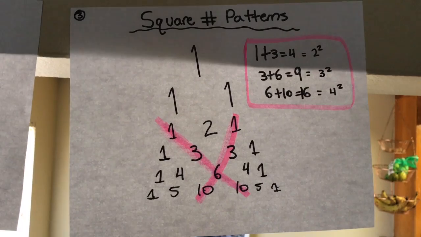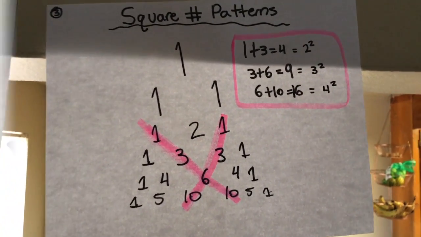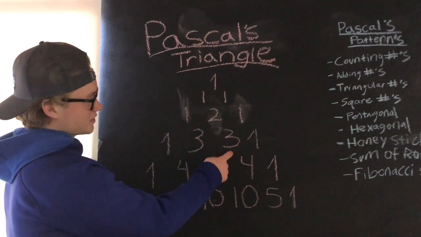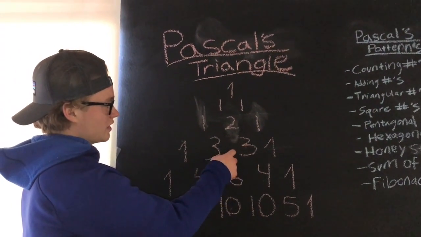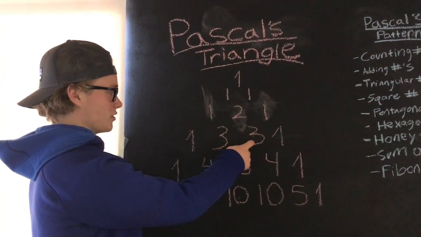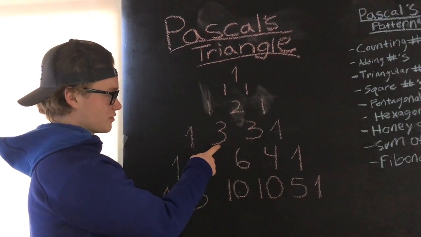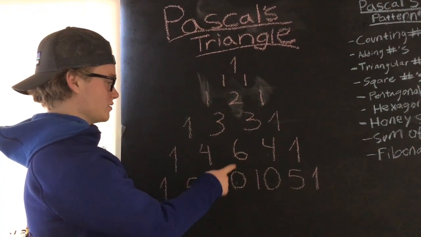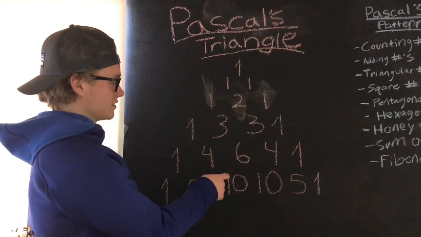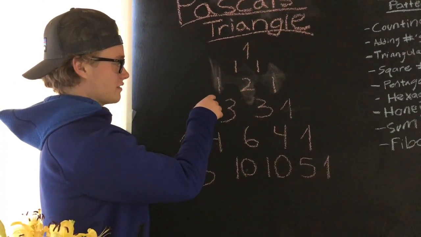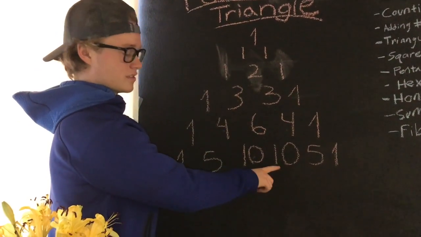The third pattern I'm going to explain is the square number pattern. You have 1 plus 3 equals 4, and 2 squared equals 4. You have 3 plus 6 equals 9, and 3 squared equals 9. And you have 6 plus 10 equals 16, and 4 squared equals 16. You also have the same thing going on the other side.